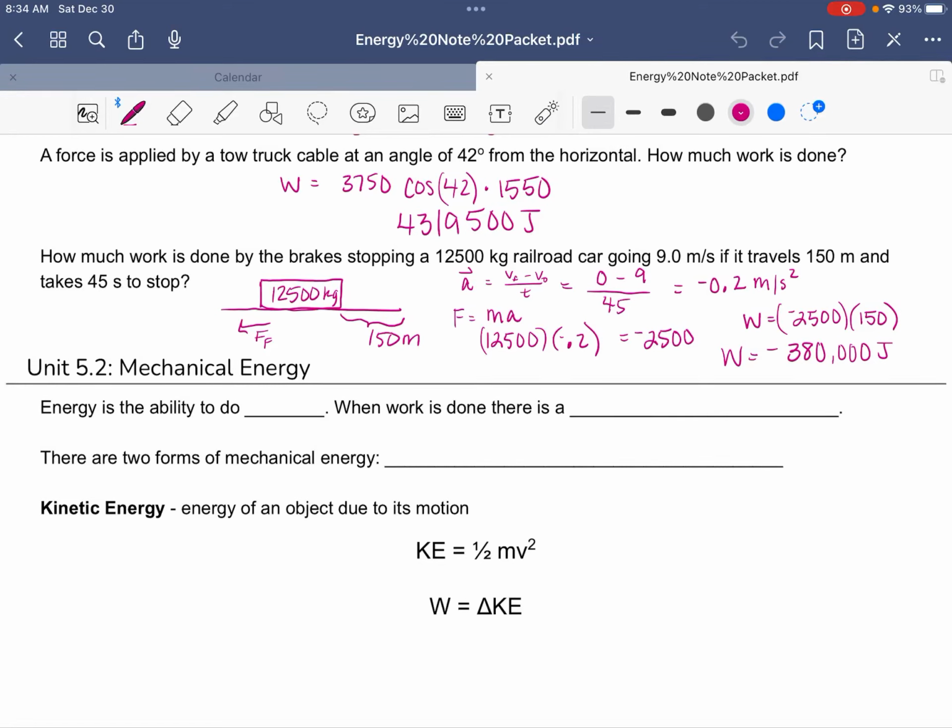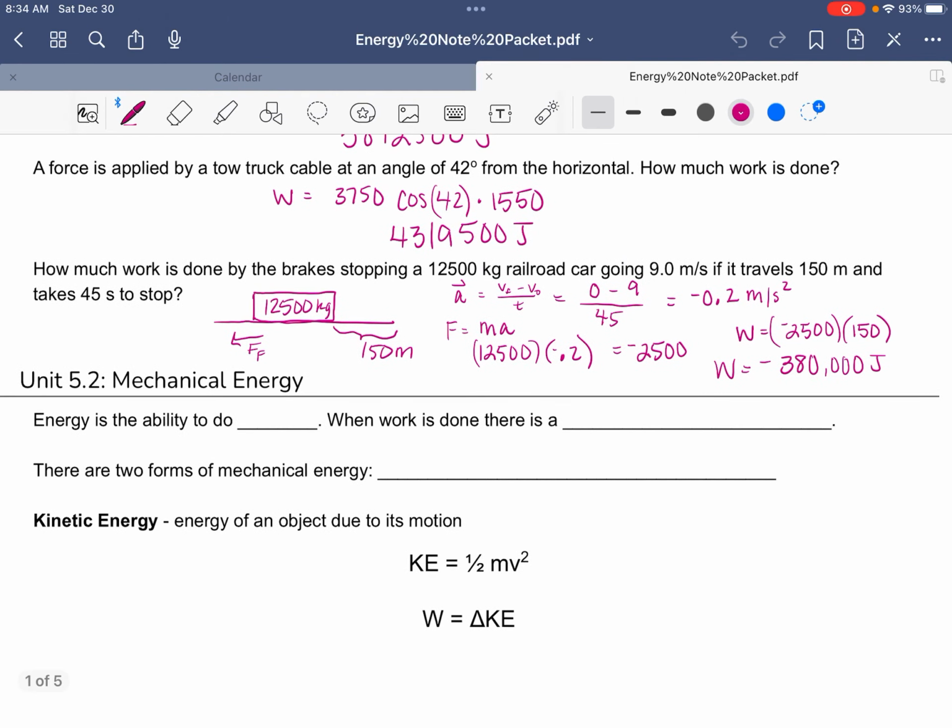Today we're going to continue on with Unit 5.2, Mechanical Energy. So energy is the ability to do work. Last time we talked about work and what implies work is being done. Remember, it has to be a force applied across a certain distance. So when work is done, there is a transfer of energy. And sometimes we just have a change in energy or a transfer in energy. It depends on the types of energies that we're looking at.